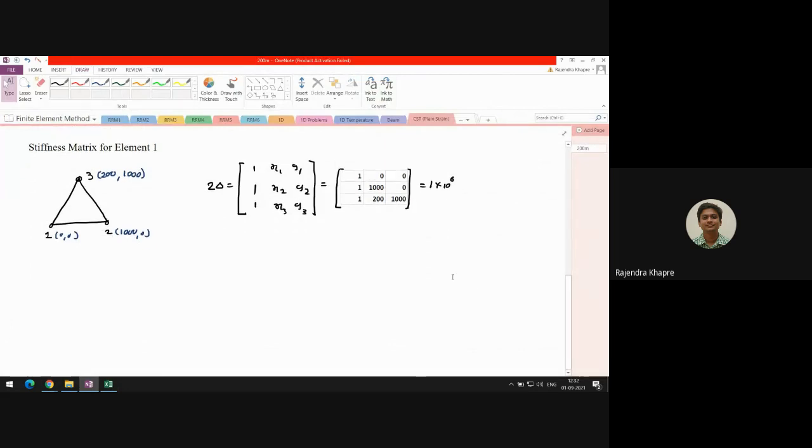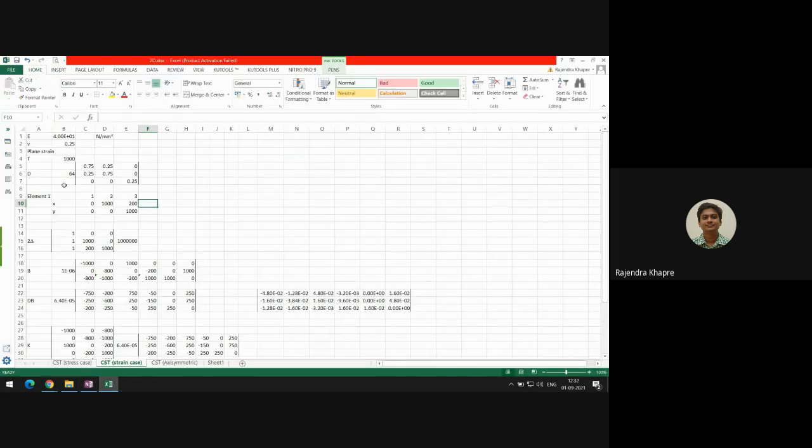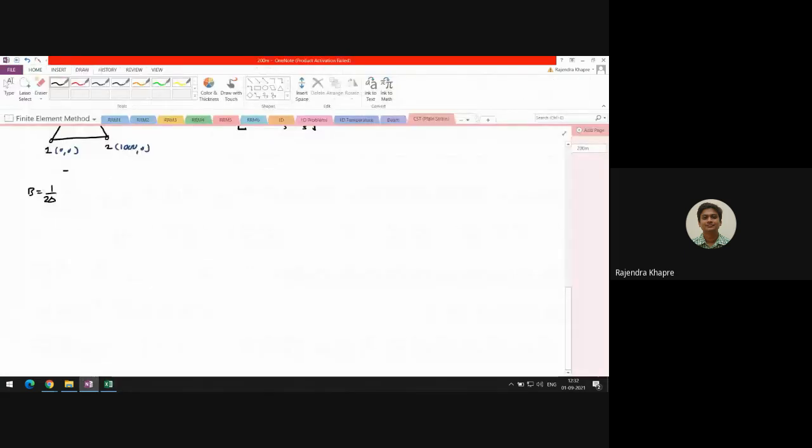Okay, so if you remember, your B matrix was something like this. B is 1 upon 2 times delta. Okay, so it will be something like this, and then we have something like B1 0, B2 0, B3 0. This will be 0 C1, 0 C2, 0 C3. Okay, this will be C1 B1, C2 B2. This will be C3 and B3.